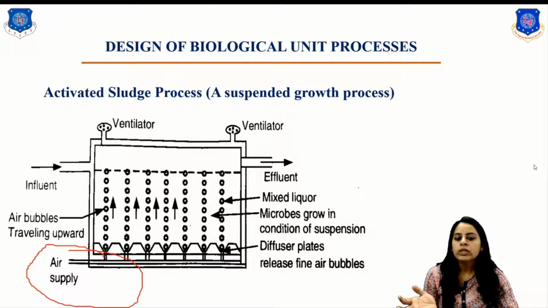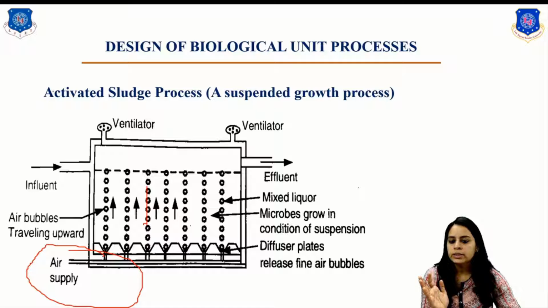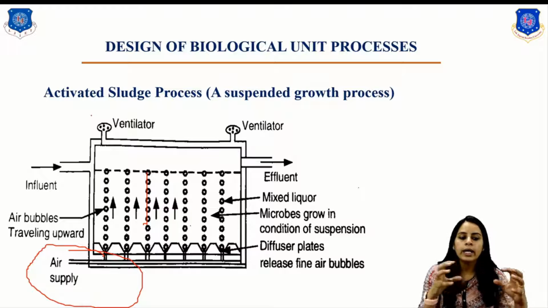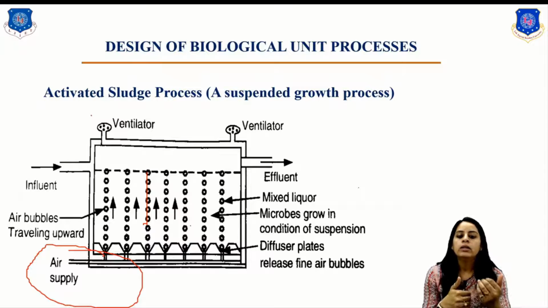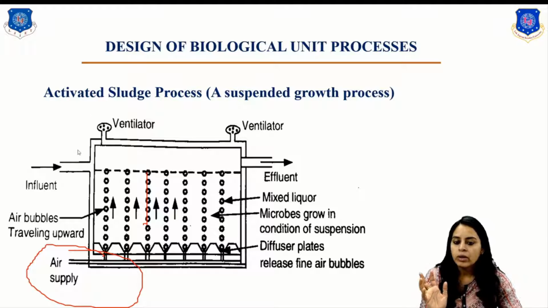The wastewater mixed with the activated sludge is called mixed liquor, and its suspended solid content is known as MLSS. It means mixed liquor suspended solids. And the air bubbles released by the diffuser plate have a very small size, and therefore the contact area of air with the mixed liquor suspended solids is increased, and the oxygen from the air is dissolved in the mixed liquor.